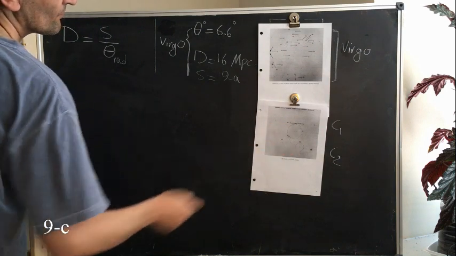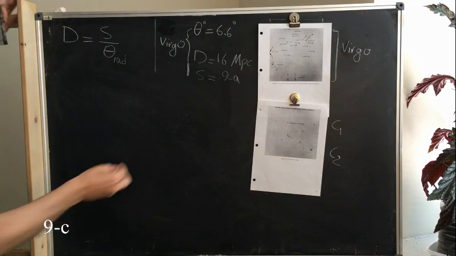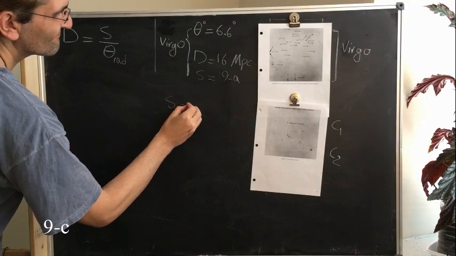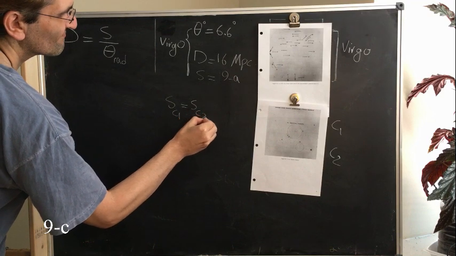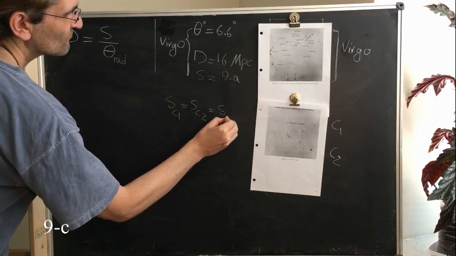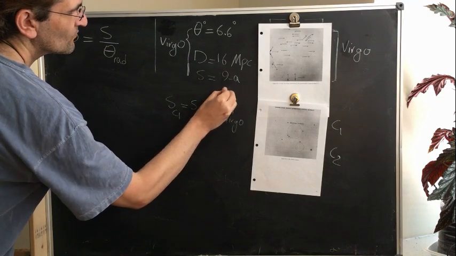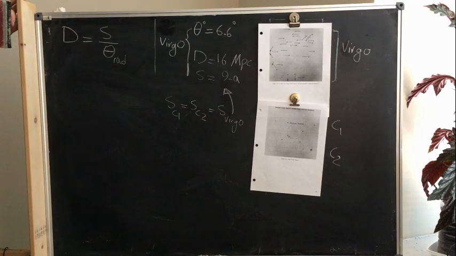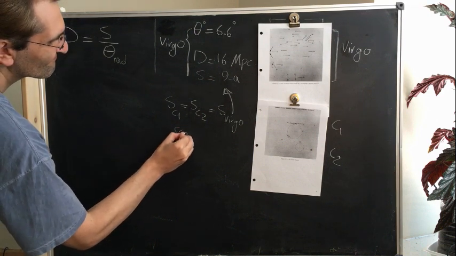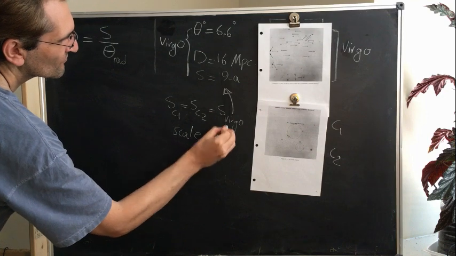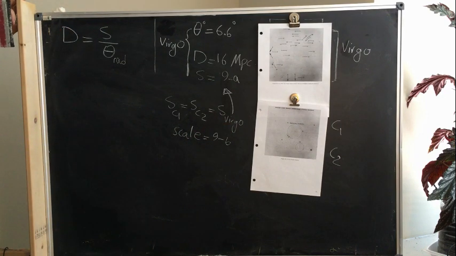Okay, now C1 and C2. For C1 and C2, we need distance. First assumption is they have the same true size. So S C1 is equal to S C2 is equal to S Virgo. We have S Virgo, and it's the same number for all three clusters. We also need the scale, and it's the same number we have in section B. Now we can put all together to do the distance.